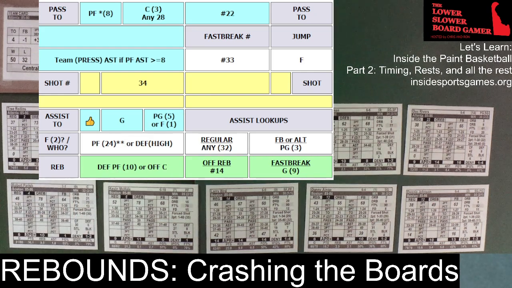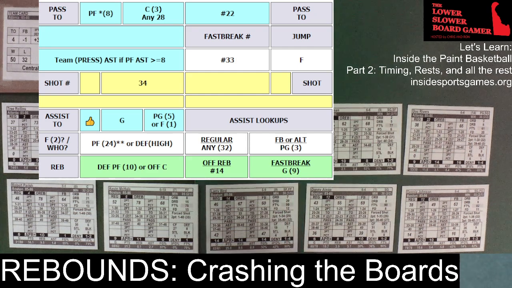All right, let's do some defensive rebounds. So if the defensive player comes up with the rebound, there's a possibility for a fast break. That's where we're going to be looking at the fast break column, which has FB at the top of it, with the fast break rating at the bottom. So they're saying it's a fast break if the guard has a fast break rating of 9. Danny Ainge has a fast break rating of 10. So it is going to be a fast break play.